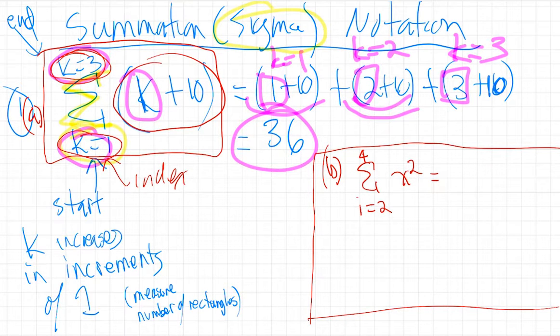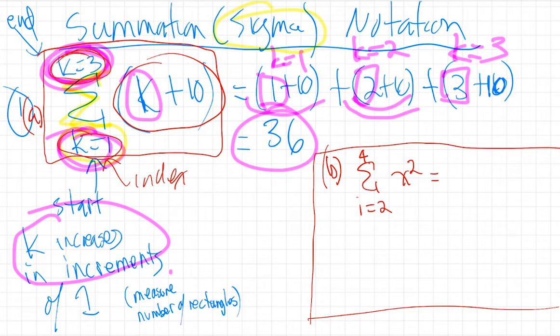So again, just a few things. k increases in increments of 1. And relating to calculus and Riemann sums, you're starting at rectangle 1, and this number tells you the maximum number of rectangles. Okay, the maximum number of rectangles.